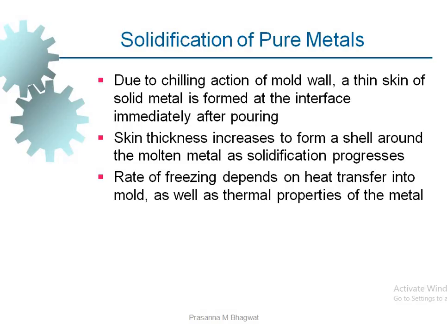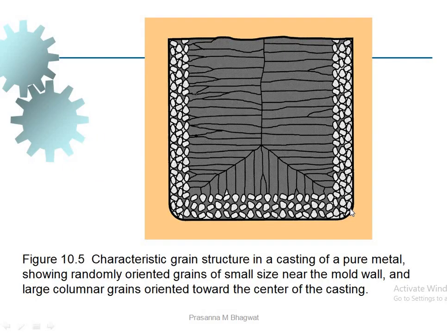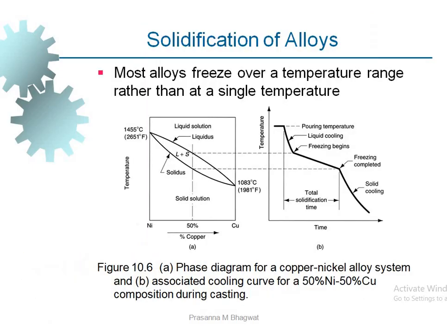Due to the chilling action of the mold, a thin skin of solid metal is formed at the interface immediately after pouring. The skin thickness increases to form a shell around the molten metal as solidification progresses. The rate of freezing depends on the heat transfer into the mold as well as the thermal properties of the metal. Again, latent heat of fusion and all these things come into the picture. So the metal will start losing heat, again its temperature goes on increasing, and the grain structure will change from equiaxial to columnar grains. This is the case of pure metals.